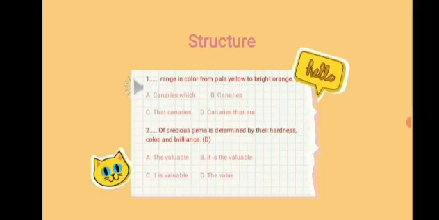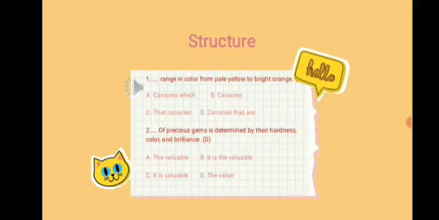The verb already exists, range. Then we only need the subject. Among the A, B, C, D options, which one is possible to be the subject? So the answer is E, canaries.